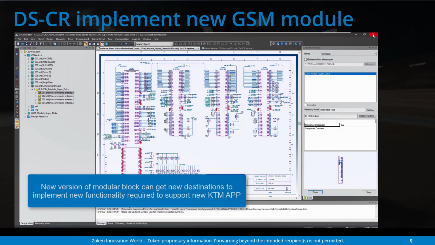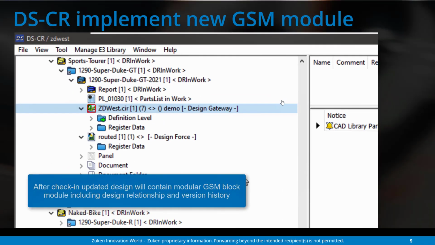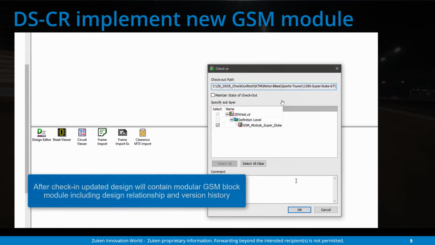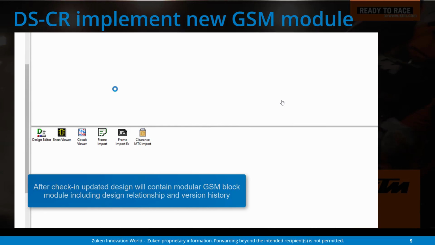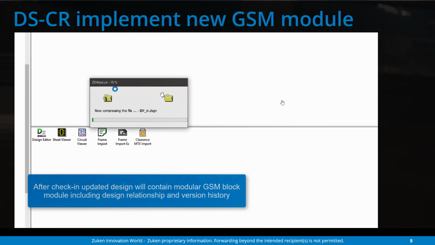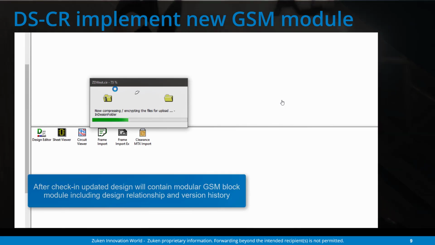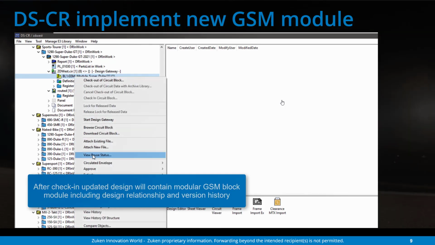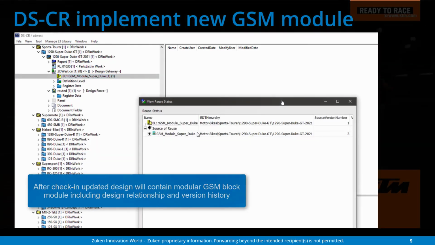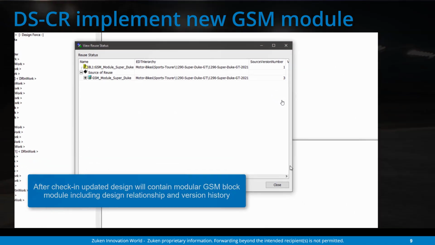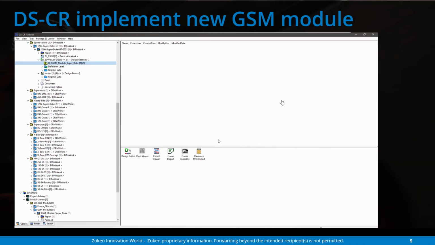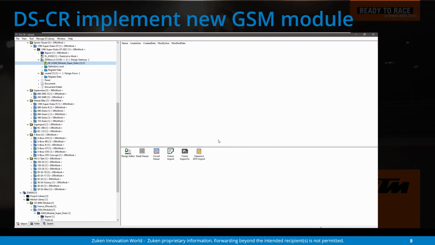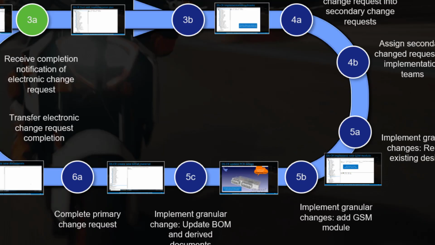Then later, when the checks have been done successfully, we will check in the complete design again. And you will see that now there is a module as part of your design. So the check-in will be done. And then we take a look at the version history of this block found in the design and where it comes from. You have exactly this information where it comes from and in which version it became available, so that any update procedure is possible later.